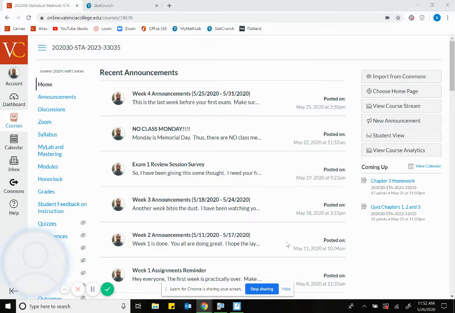Let's start module two. So module two, we're going to cover chapter four: 4.1, 4.2, 4.3, 4.4, and then we're going to jump over to chapter six and do 6.1 and 6.2. So that's what our module two consists of.